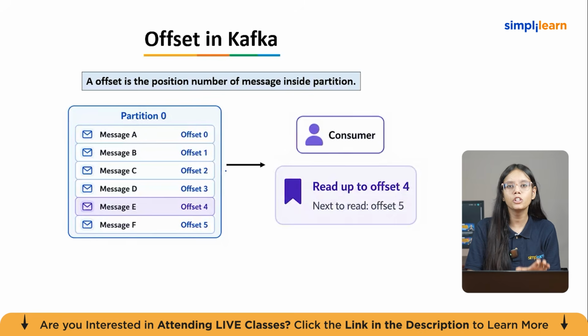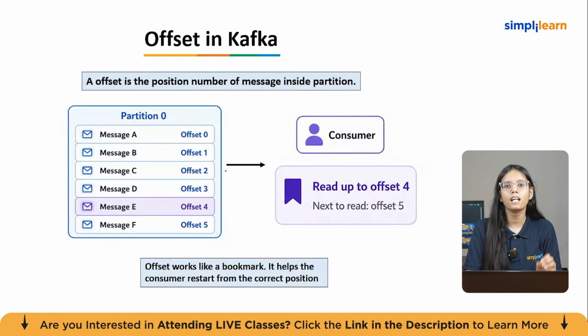It also helps consumers track what they have already read. For example, if a consumer has read messages up to offset 10, it knows that the next message to read is offset 11. So, offset is like a bookmark. It tells the consumer, you have already read up to this point. If the consumer stops or crashes, it can restart from the correct position.